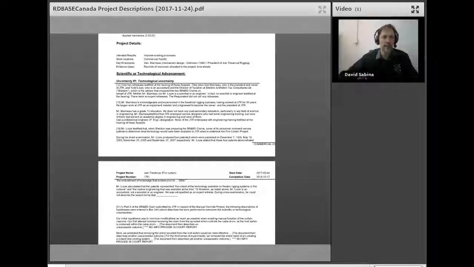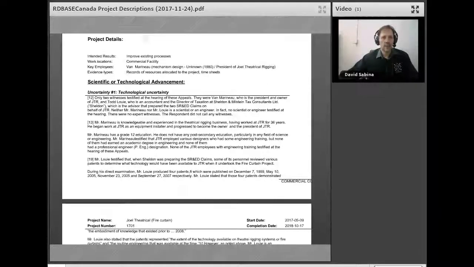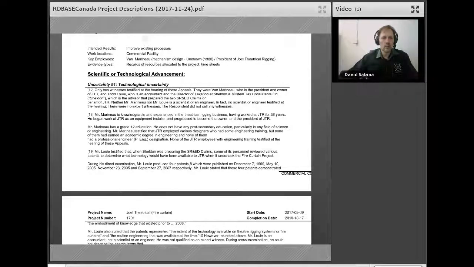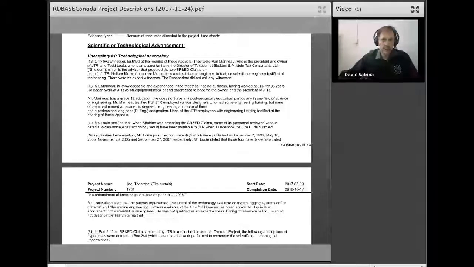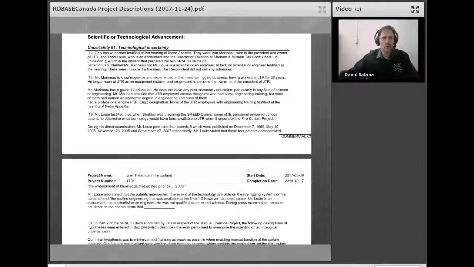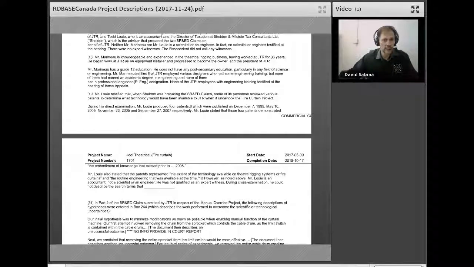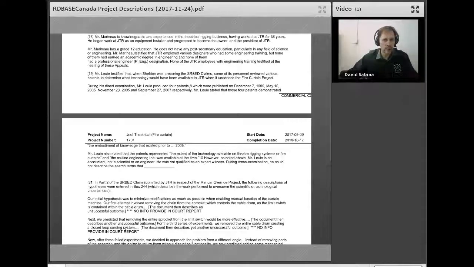Okay, so we're told that in this case, we only had a few witnesses at the trial. There was a Mr. Marino, who was the vice president and owner, and his accountant. Okay, we're told that Mr. Marino is knowledgeable about theatrical rigging with 36 years of experience. However, one of the big issues in this case that the judge focused on is that he didn't have a formal education in any field of science or engineering, and he didn't hire a professional engineer to help with any of the issues.